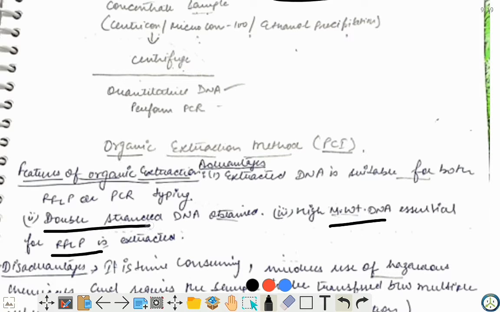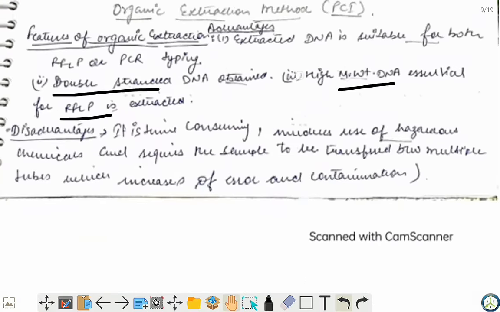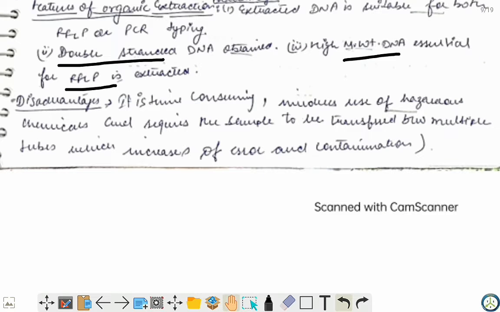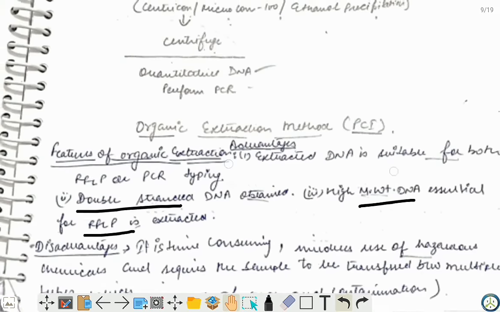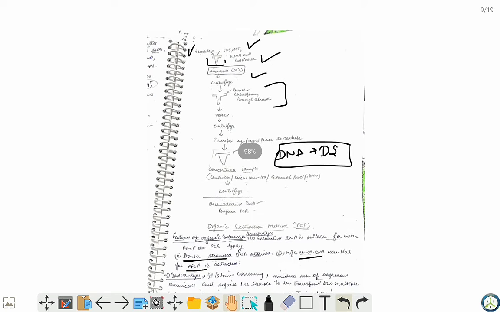The disadvantage of this is that it is a time consuming method and involves the use of hazardous chemicals. And in this method we have to transfer the sample into multiple tubes, which increases the chances of error and contamination of the sample. Clear? So this is all about our first method, that is the organic extraction method.